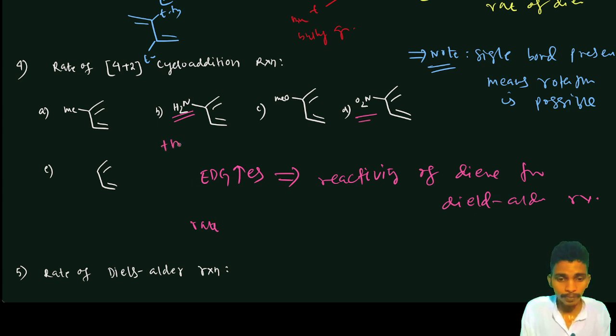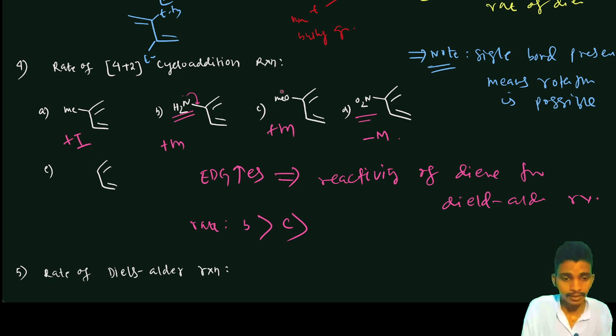This is going to apply plus M. This is also plus M. Okay, this is minus M, and this is plus I. So the rate will be highest for the electron donating group. So that is going to be B first, then we have C. The reason is that nitrogen is a less electronegative group, so it will donate highly. Okay, and this is oxygen. Although this is also an electron donating group, because oxygen is a highly electronegative group, it will not release the electrons so much.